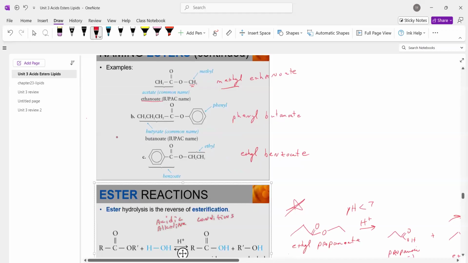Now here we start off with benzoic acid. So that benzo part is going to be kept in the name. Here's the alcohol part, ethanol, and benzoic acid, which ends up as ethyl benzoate.